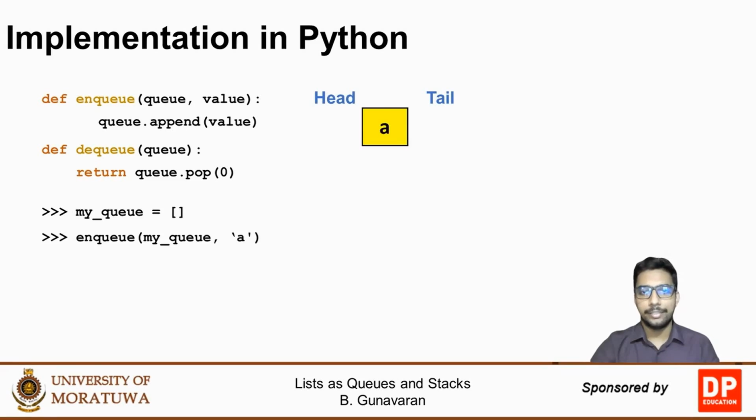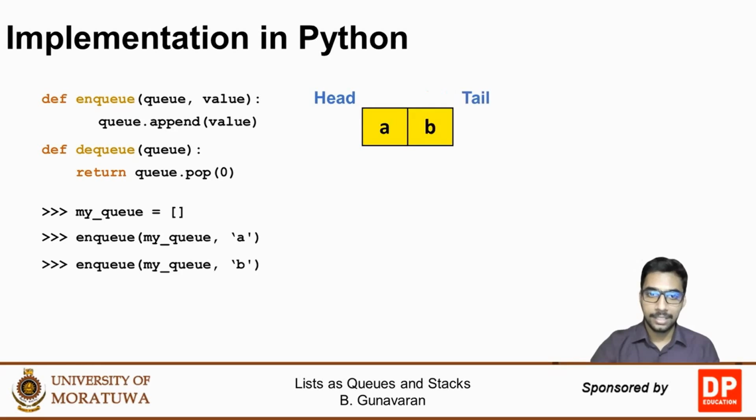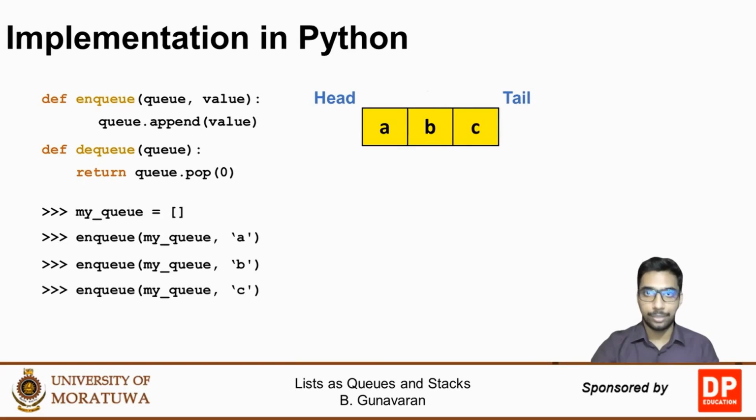Now, let's insert a few elements into the queue that we have created. To insert A, we call the enqueue function with myQueue and A as input parameters. It will insert A at index 0 of the list. Next, we call the enqueue function with B as the input parameter. B will be inserted at index 1 of the list. Similarly, we insert C at index 2 of the list. To confirm our insertions, we can simply print the queue. You can see that the values have been inserted correctly.